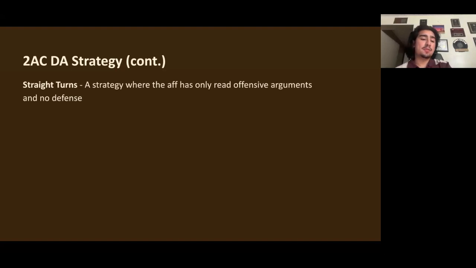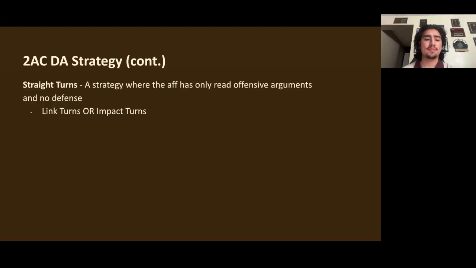There are more defensive approaches, but there are also straight turns. Straight turns just say a strategy where the affirmative has only read offensive arguments and no defense. So, for example, this is a 2AC disad speech that only reads a link turn or impact turn. You cannot read both of these at the same time because a link turn says you solved the disad, and an impact turn says that disad is actually a good thing. You cannot say both of those.